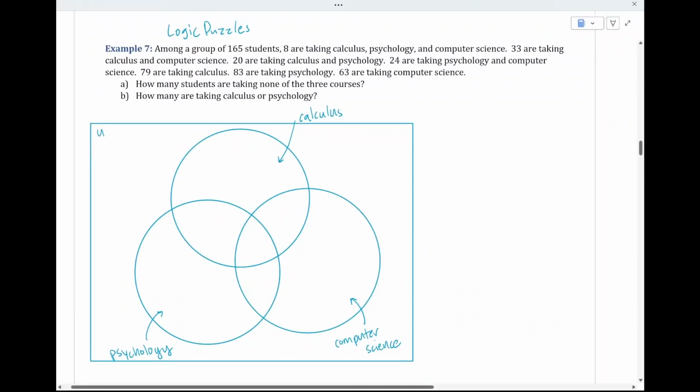All right, and we're just going to go through all of the things it's telling us and write it in our Venn diagram. So first up, it's telling us that 8 students are taking calculus, psychology, and computer science. So that's all of them. This is the region where we see all of them intersecting. Next up, we see that 33 are taking calculus and computer science. So this piece right here is calculus and computer science. And we know that there are 33 in this piece, but 8 of them are here. So whatever's left over is in here. So this is going to be our 33 minus 8, which is 25. So 25 students are here, 8 are here. Together, that's our 33.